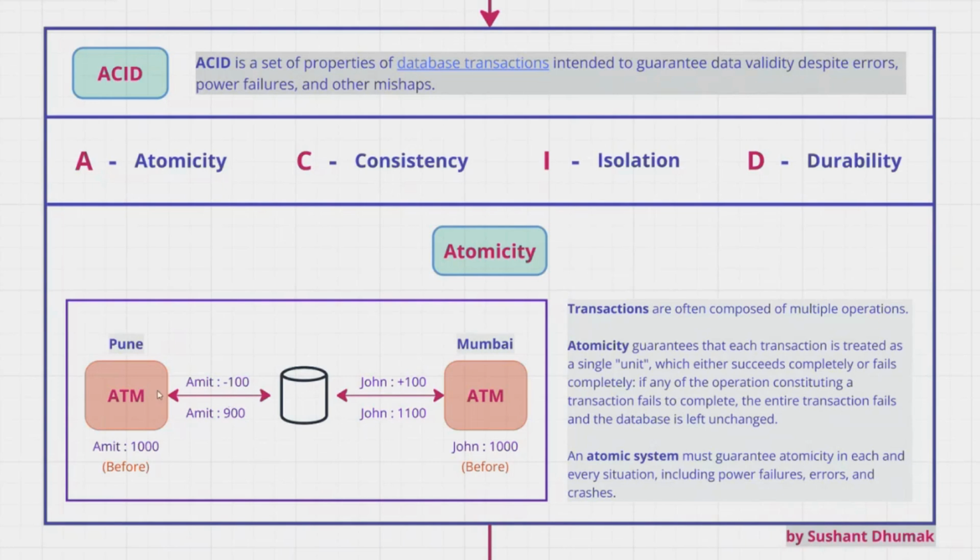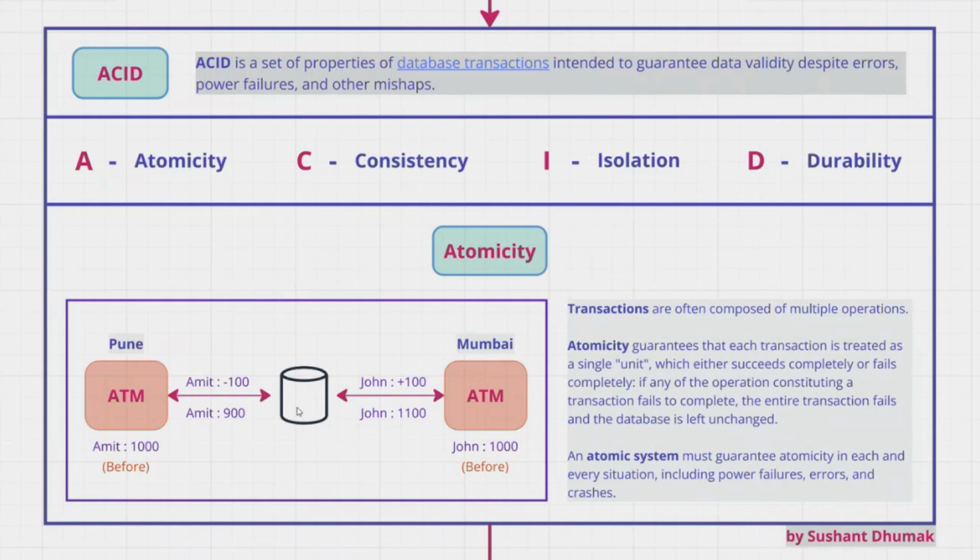Just imagine a scenario where we started this transaction. The first operation happened: Amit's account was deducted by 100 rupees and the balance became 900. And while transferring that money, John's account was supposed to be added with this 100 rupees and the balance should become 1,100. Now imagine something goes wrong with the machine, like a power failure or the machine crashes. In this complete transaction, one of the operations has failed, so the transaction is not fully complete.